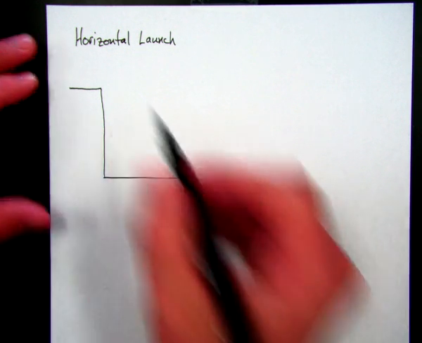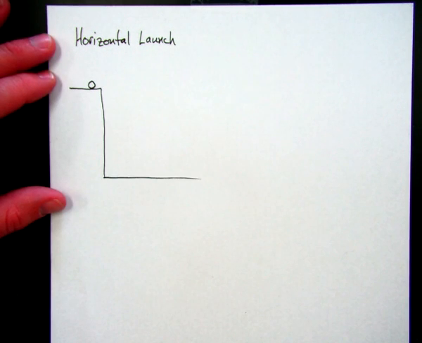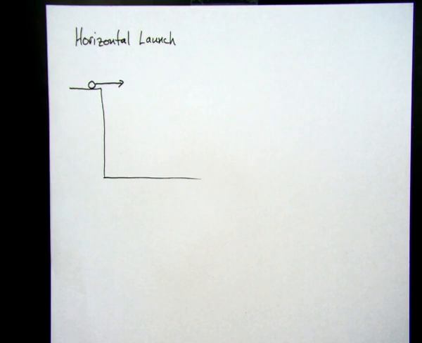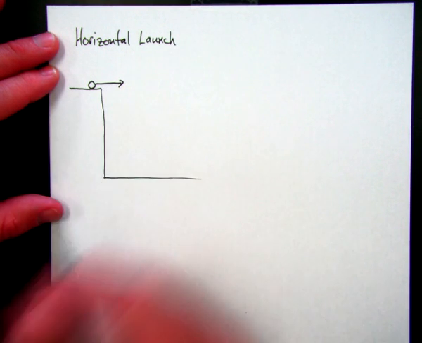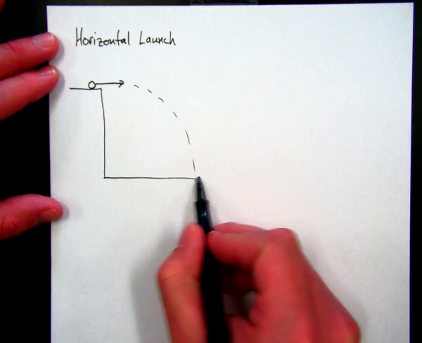So if I have an object, let's say a ball rolls off a table or something rolls off a cliff, when it begins moving, after it leaves the ledge, it begins accelerating downward, and it will move in some kind of a parabolic path.